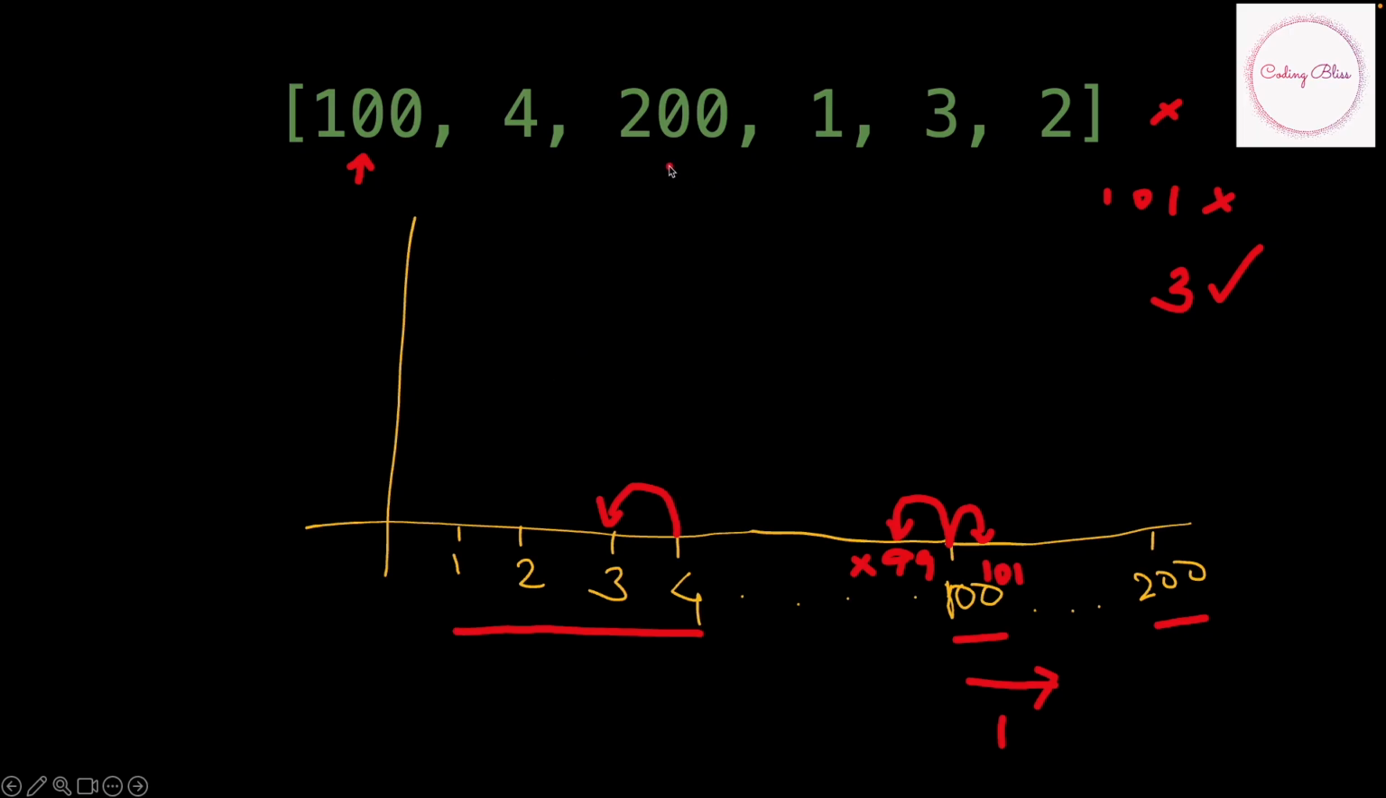Next we'll take 200, and for 200 also, if you see, 199 is not present in the set. This is a starting point for another sequence. So we'll start the sequence and check whether 201 is there. As you can see, 201 is also not there. The current length of this sequence is also 1, and the maximum length that we have seen so far is 1. Let's go to this one.